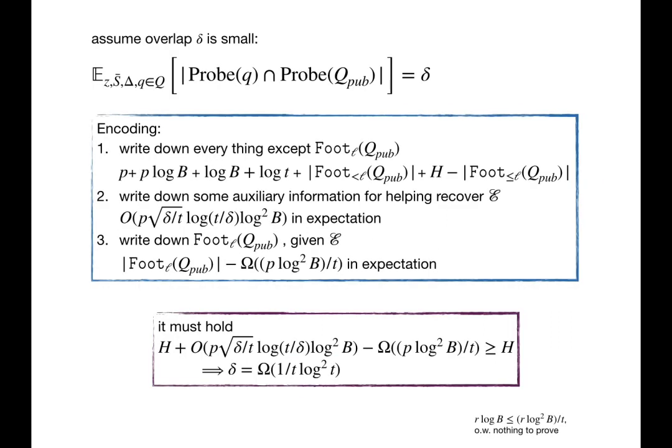We assume the new published bits save at most delta probes in expectation. By putting everything together, we conclude that the delta has to be large to avoid contradiction.